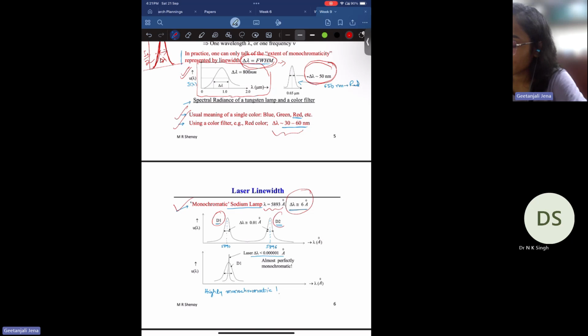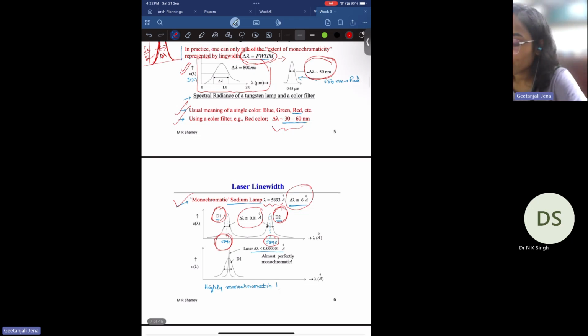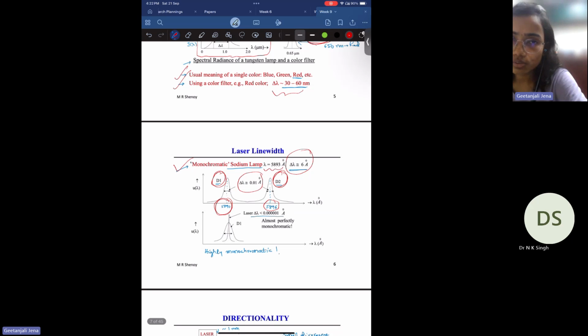But if you see clearly, the sodium lamp has two lines, the D1 line and the D2 line. These are two spectral lines, and the separation between them is 6 angstrom. The actual wavelengths where the sodium lamp emits are 5890 angstrom and 5896 angstrom. Each wavelength has a line width of around 0.01 angstrom, which is much less than the color filter line width.